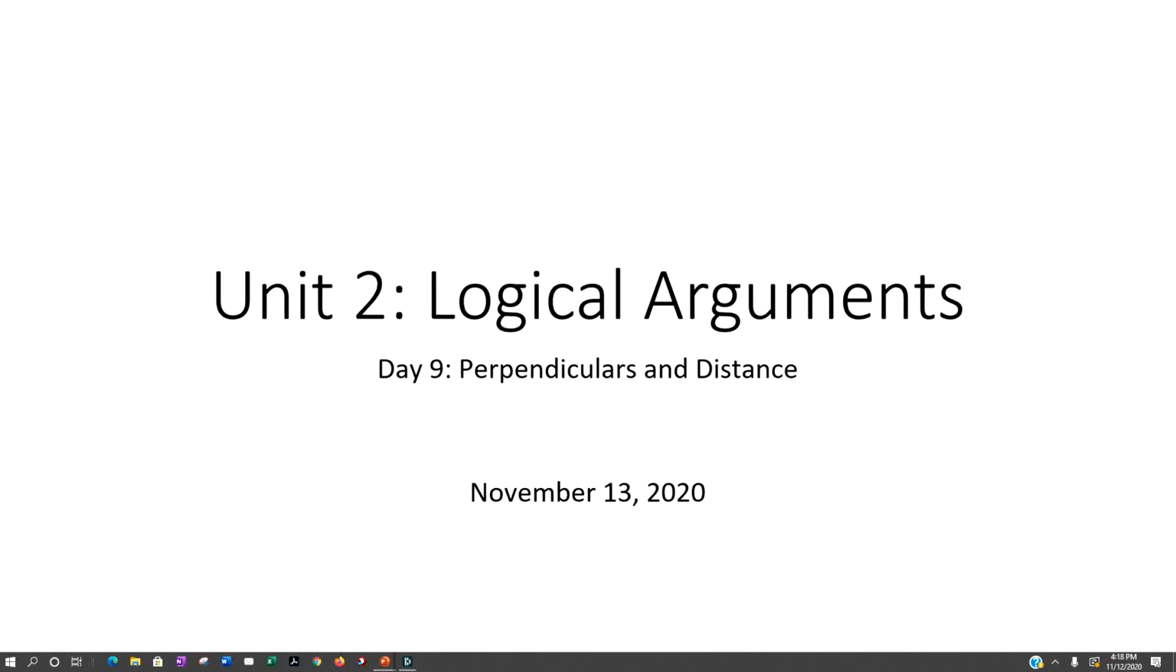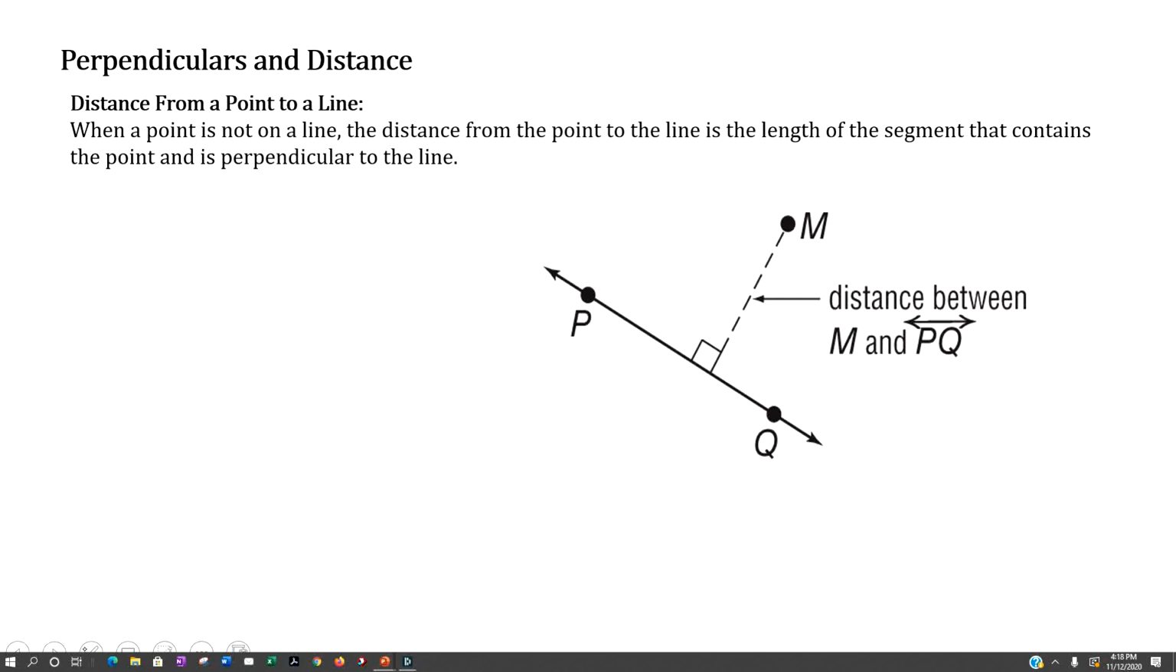Okay, everyone, we're going to work on the last unit of this chapter, the logical arguments. It's going to be working with perpendiculars and distance between points. And what we know is that the shortest distance between a point and a line is a perpendicular from that point to the line. It's always going to be the shortest distance.